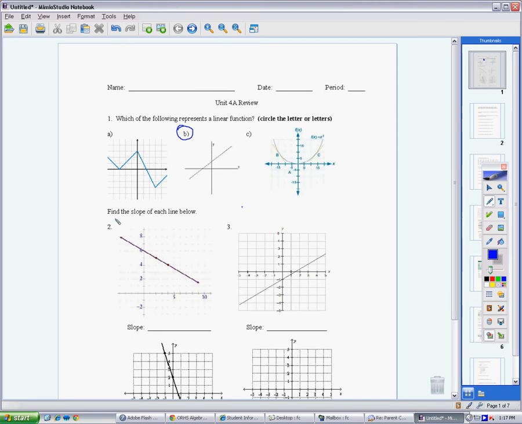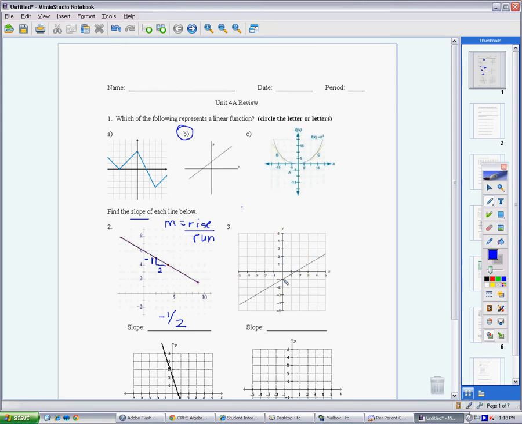Number 2, find the slope of the line below. So I see 2 points here. I'm going to go down 1 unit and run over 2 units. My slope, I'm using rise over run. So my slope, I went down 1 and I ran to the right 2.